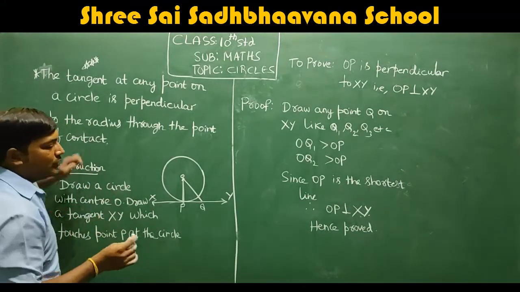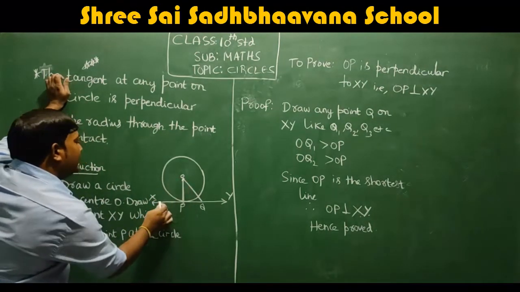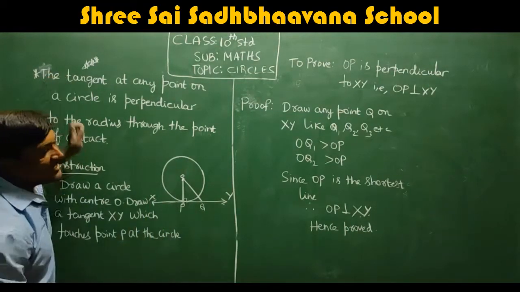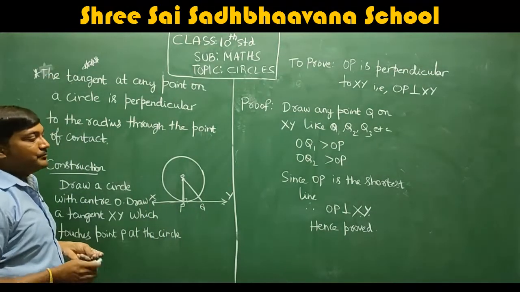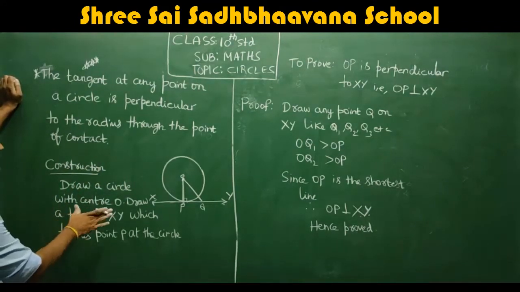I'll just show you with the figures. OP is the line which is drawn through the radius. We have to prove this is perpendicular to the tangent XY. First, the construction. What is the construction we are doing here? Draw a circle with center O. It's a very simple theorem. And draw a tangent XY.